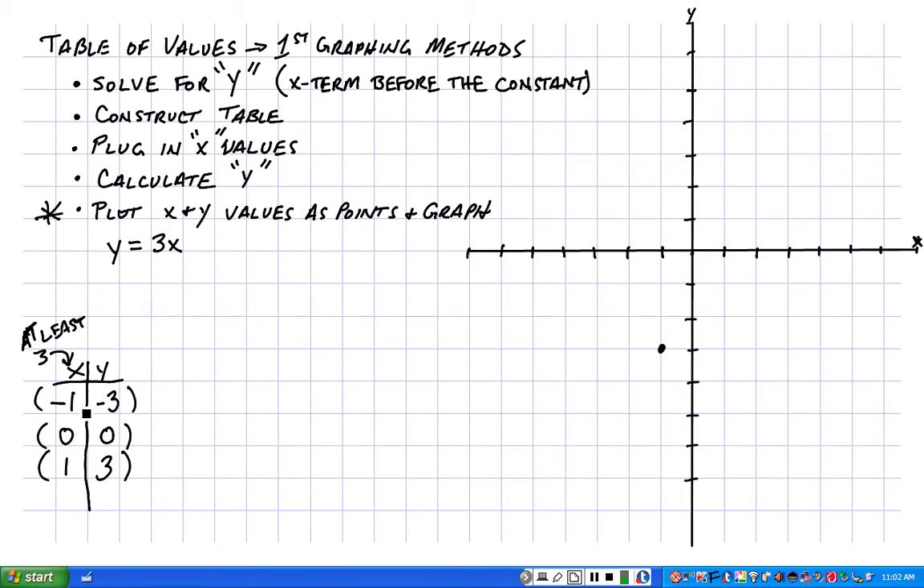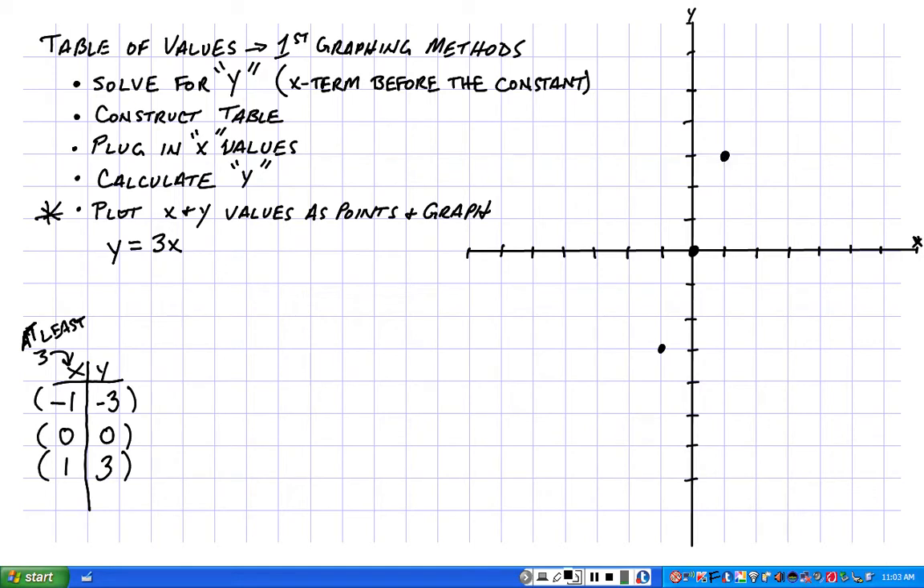So you would only need to make a graph that had 1, 2, 3 hashes. 1, 2, 3, 1, 2, 3, 1, 2, 3. You would only really need to construct a graph that had 3 hashes going each way from the origin. Okay? So we have our first point, negative 1, negative 3. Here it is. Our second point is 0, 0. So there it is. Our last point, x is 1, y is 3. Go over 1 for x, up 1, 2, 3 for y.